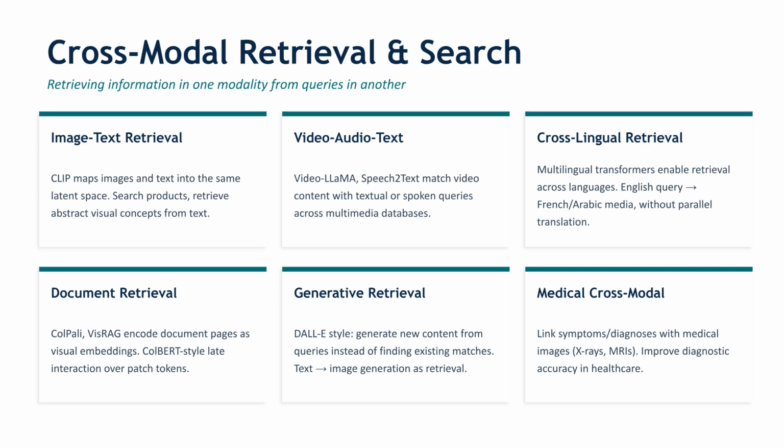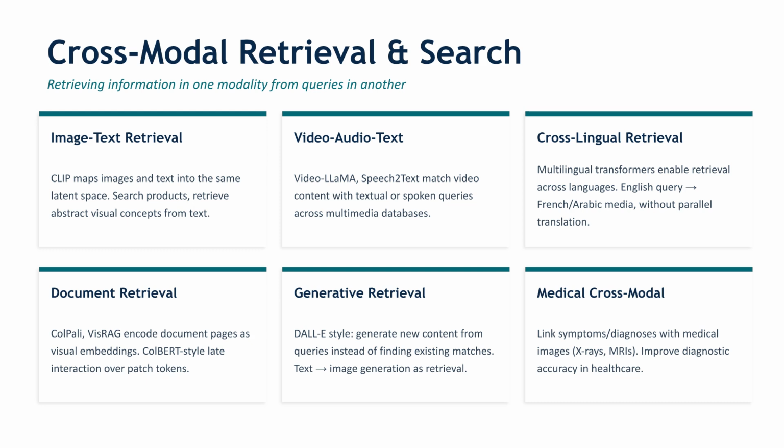Cross-modal retrieval is about finding information in one modality, using queries from another modality. Let me walk through the key paradigms. Image-text retrieval, powered by CLIP, maps images and text into the same latent space. This enables applications like visual product search and retrieving abstract visual concepts from text descriptions. Video-audio text retrieval, using models like Videolama, matches video content with textual or spoken queries across multimedia databases. Cross-lingual retrieval leverages multilingual transformers to enable retrieval across language barriers. You can use an English query to find French or Arabic media without requiring parallel translations.